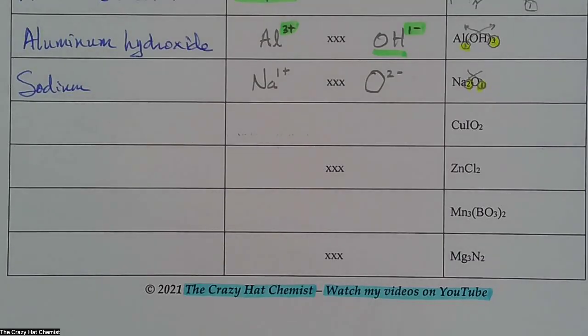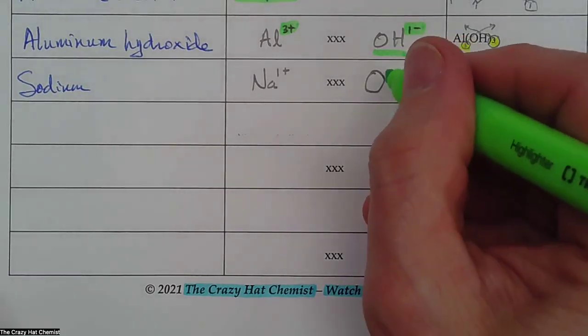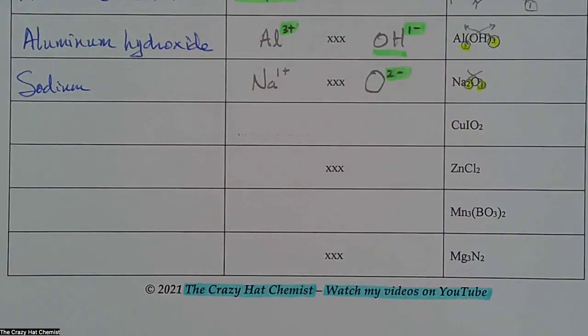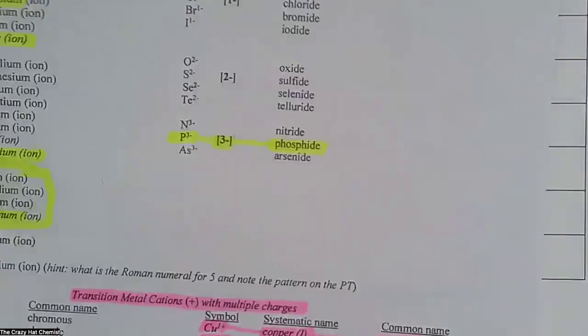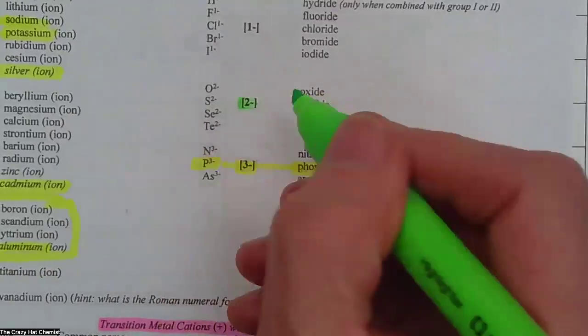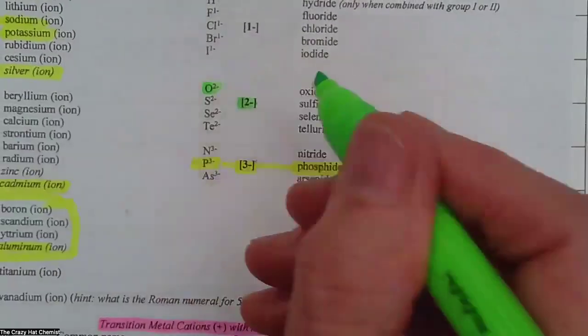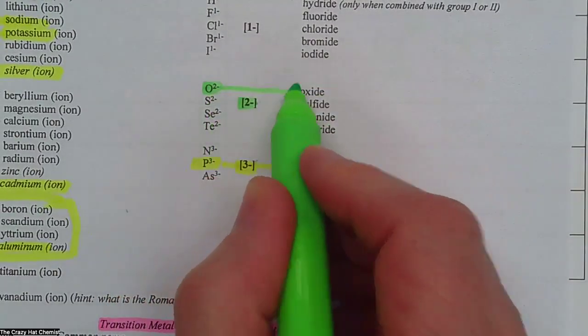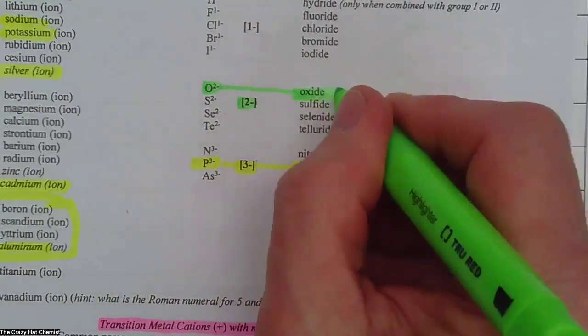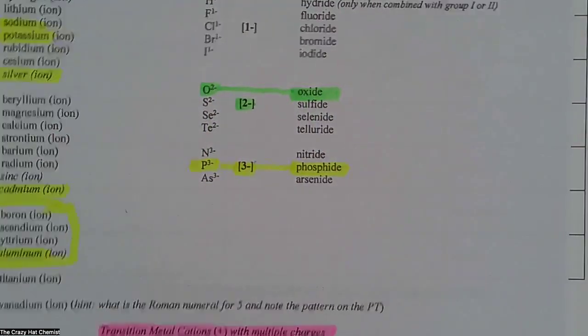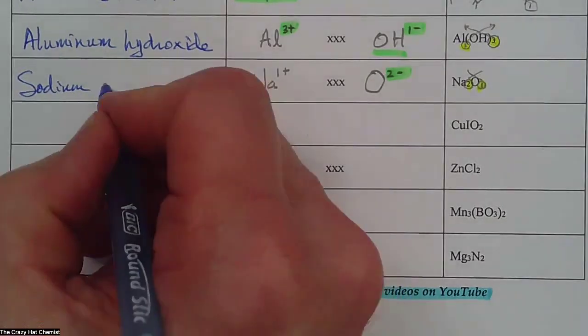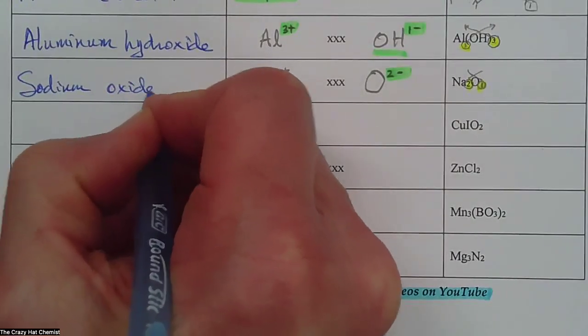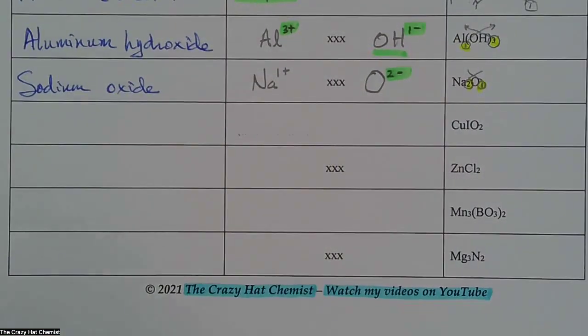All right. And then what we're going to do is find this thing that is an O with a 2 minus. It's also a monoatomic ion, not two capital letters, so it's monoatomic. It's in the 2 minus category. It's O 2 minus, and that's oxide. So it's that simple. It's sodium oxide. Perfect.